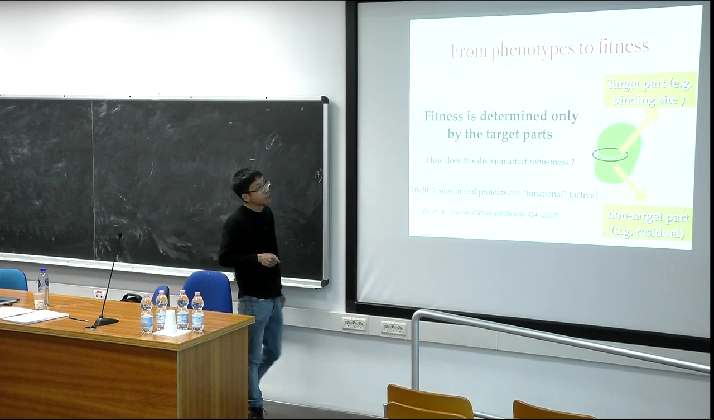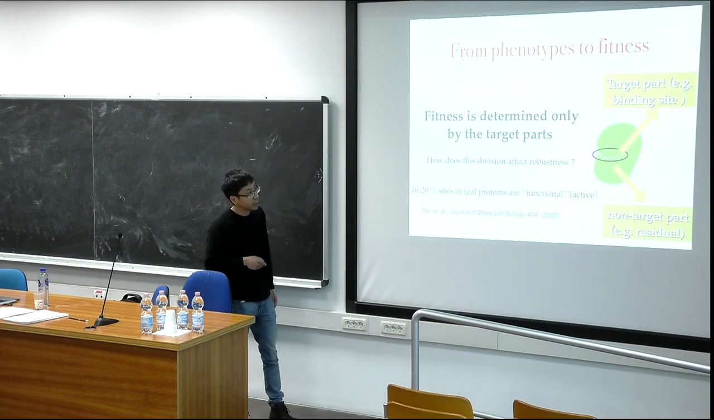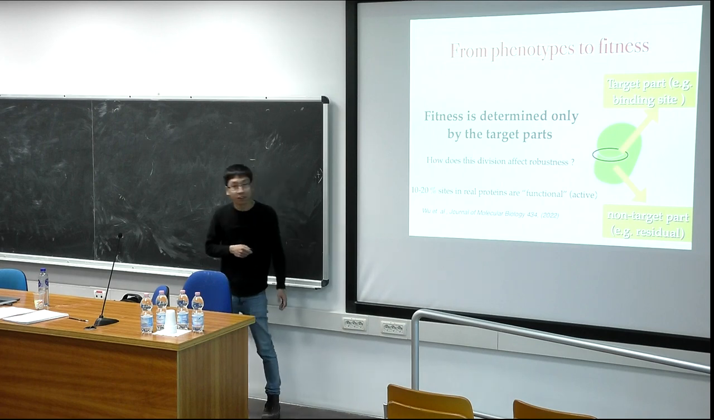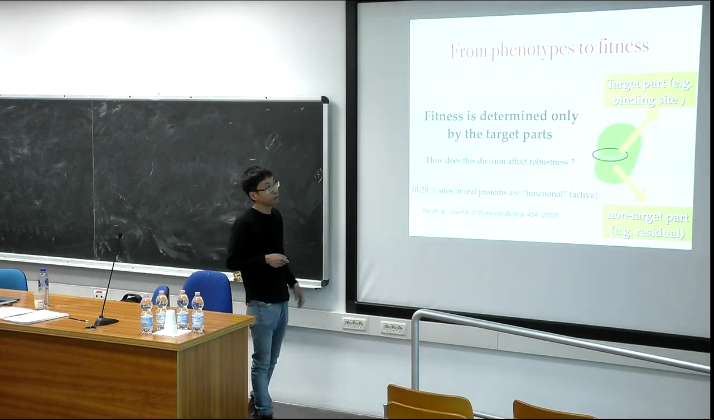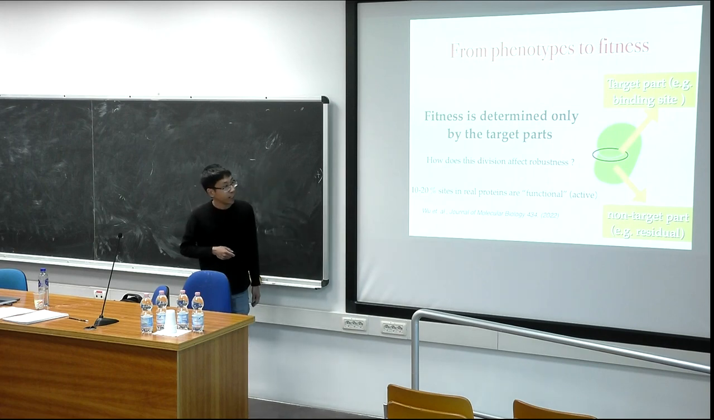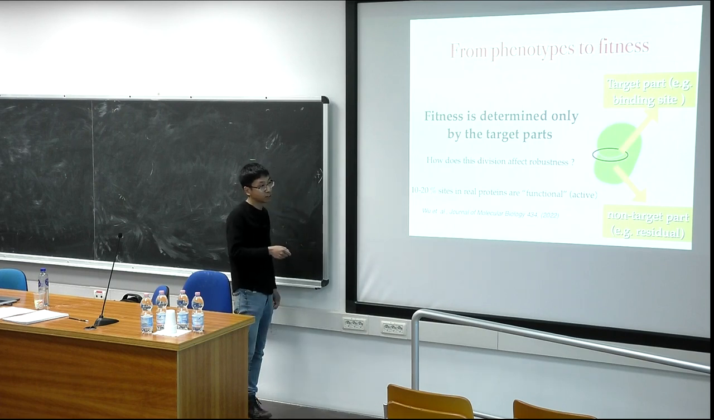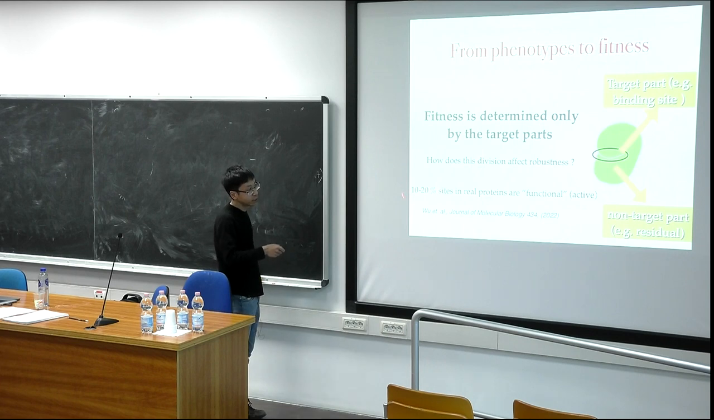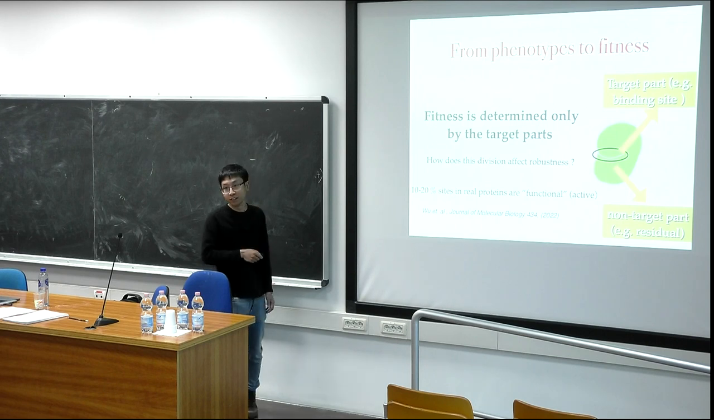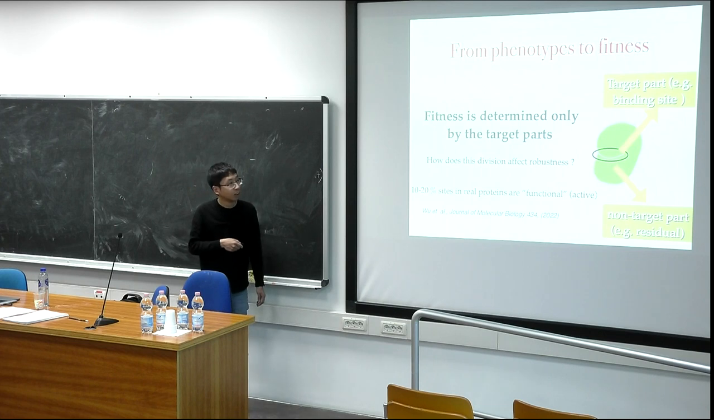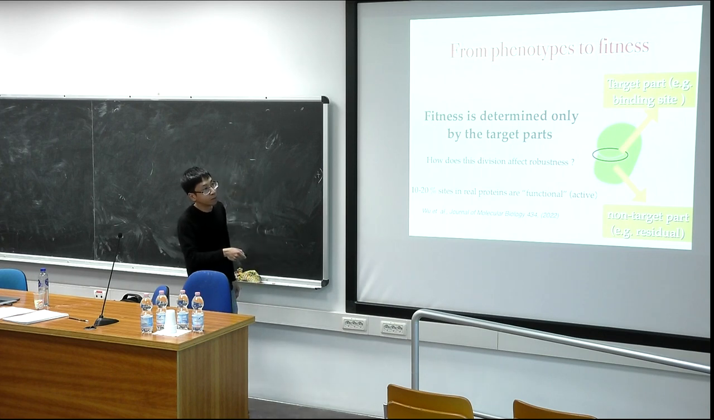And so with this kind of structure, it is very natural to ask the following question: how does this division, this decomposition of the system into two components, affect its robustness? As a matter of fact, in this recent paper they published a few datasets about proteins, and it had been shown that the relative size of the functional part is around 10 to 20%. So it's relatively smaller than the remaining one.